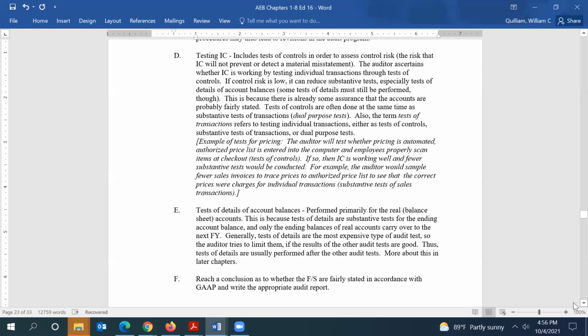And then F, finally, we'll reach a conclusion as to whether the financial statements are fairly stated in accordance with GAAP. Excuse me. And we'll write the appropriate audit reports.